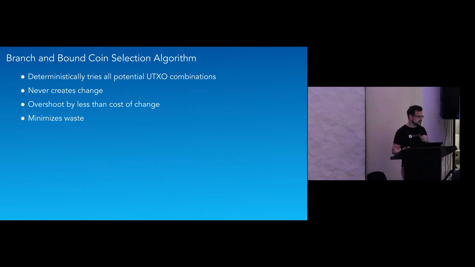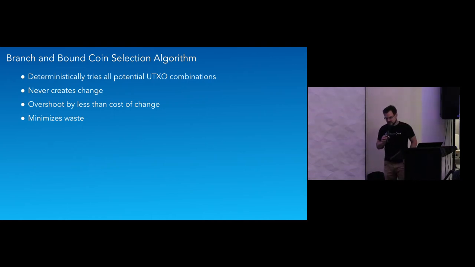And since that cannot always happen, if you have, for example, a small UTXO pool, you will have very few possible combinations and you might not find one, you need a backup way to select your input set. So this does not work always, but often enough.